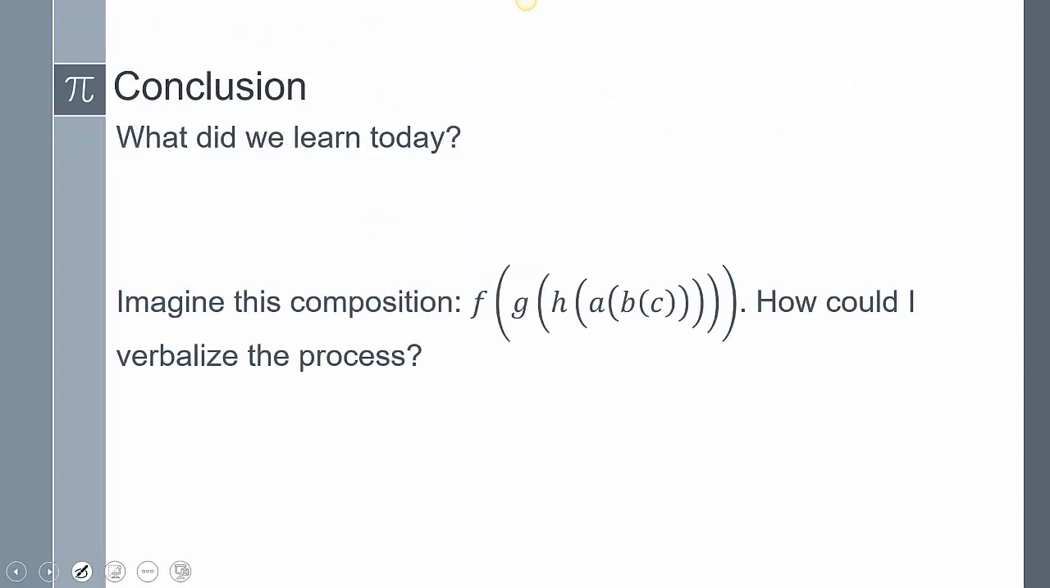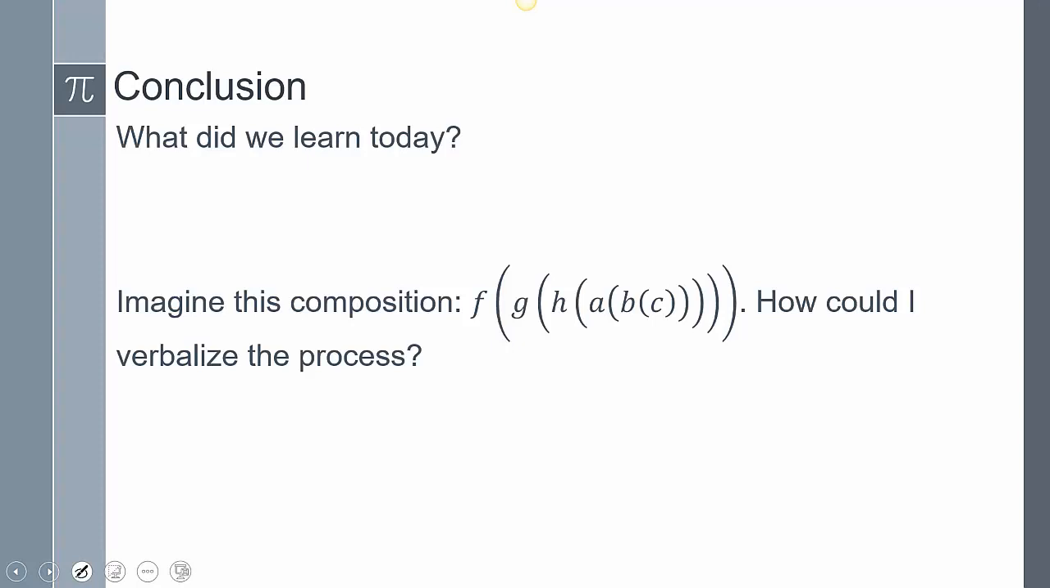Now in conclusion, start thinking about some of the things that we learned today. It's okay to pause the lesson to think about these things in both of these questions. Some of the things that we did learn were the composite of functions and the notation and how to write that. And for this last question, it says, imagine this composition, f of g of h of a of b of c. How could I verbalize the process? Now remember, you can pause it here, think the process through, and then you can verify with the answer.